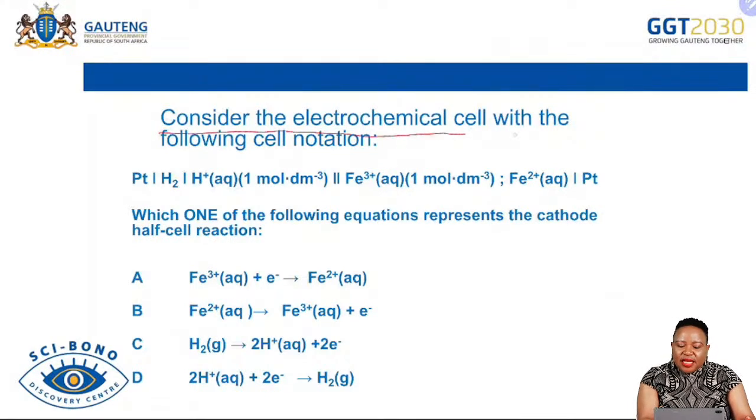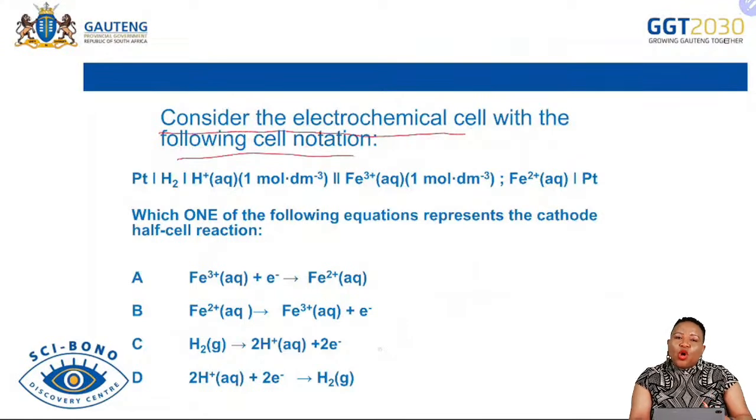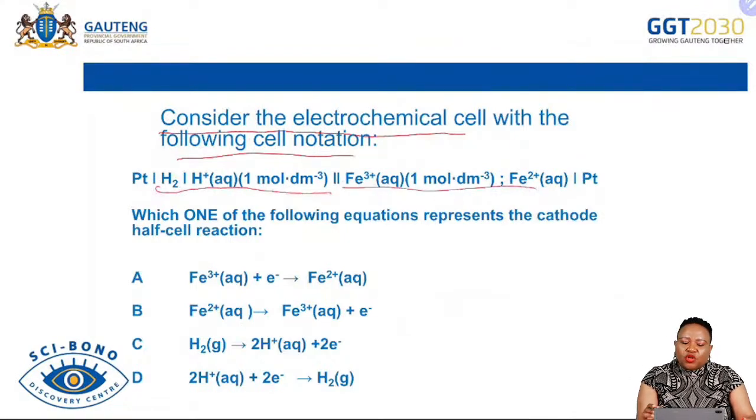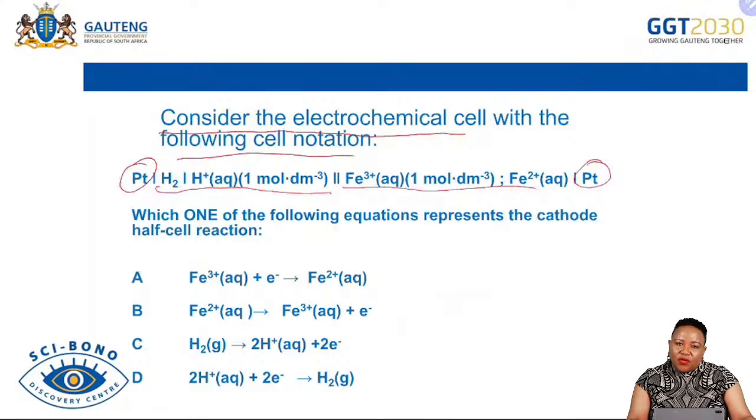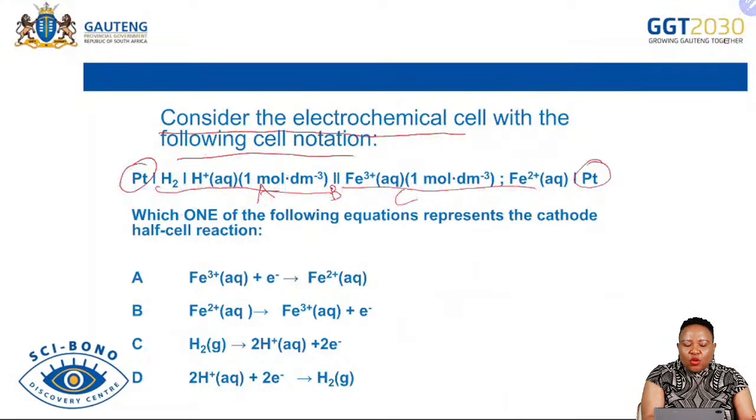Consider the electrochemical cell with the following cell notation. So you might be provided a cell notation, you might be provided an overall reaction, or you might be provided the diagram. You need to be able to use all those forms of questioning in order to answer questions on galvanic cells. So here you can see that we are given a hydrogen half cell and an iron 3 plus to iron 2 plus half cell, and in both we can see we are having platinum as our conductors or our electrodes, because the two half cells don't have one. So when we write a cell notation, we write it as A, B, C. So this is the anode side, the bridge, and the cathode side.